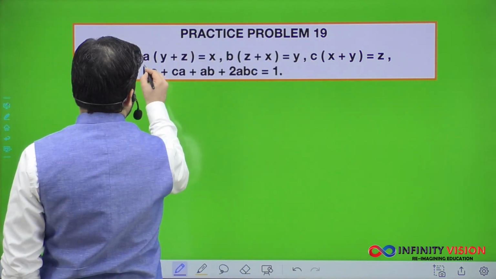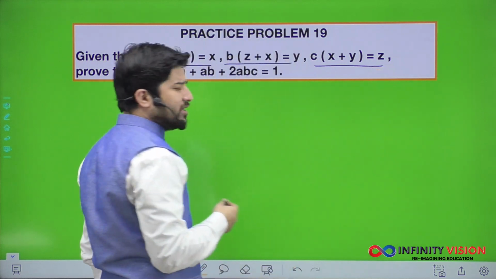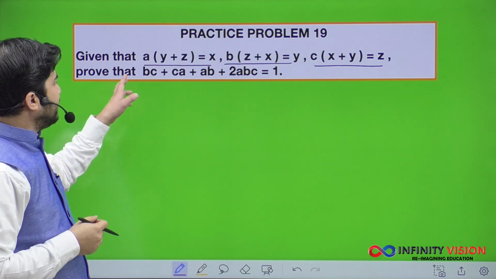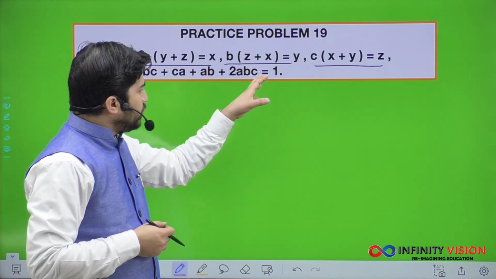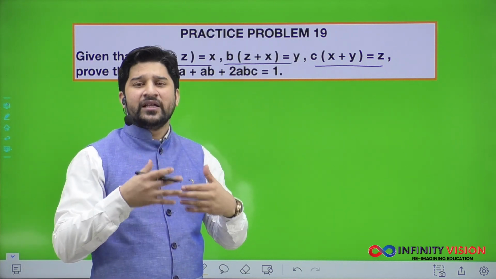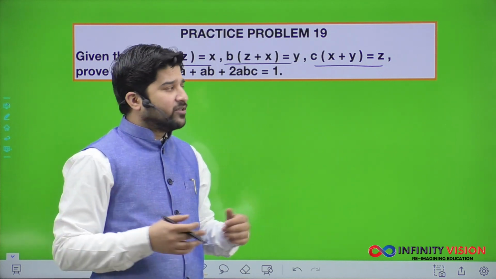Now you have three equations, three variables, and all three linear equations in the same form, ax plus by plus cz equals 0. And then you have to prove that bc plus ca plus ab plus 2abc equals 1. In this expression, you don't see x, y, z. So in other words, they are asking you simply to eliminate x, y, z, right? So what are you going to do?